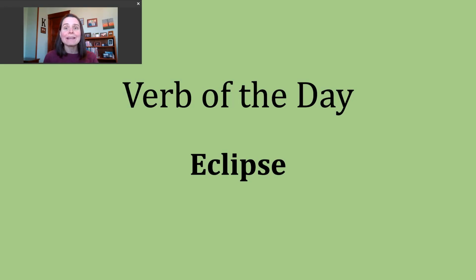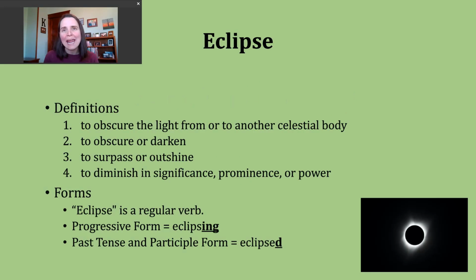Today's verb is eclipse. Let's take a moment and look at some of the definitions or the ways that we use this verb. The first way you might hear this verb used, especially during the first week of April here in North America, means to obscure the light from or to another celestial body. So this is really talking about planets or moons, many times, that are blocking the light from another planet or keeping it from reaching another planet.